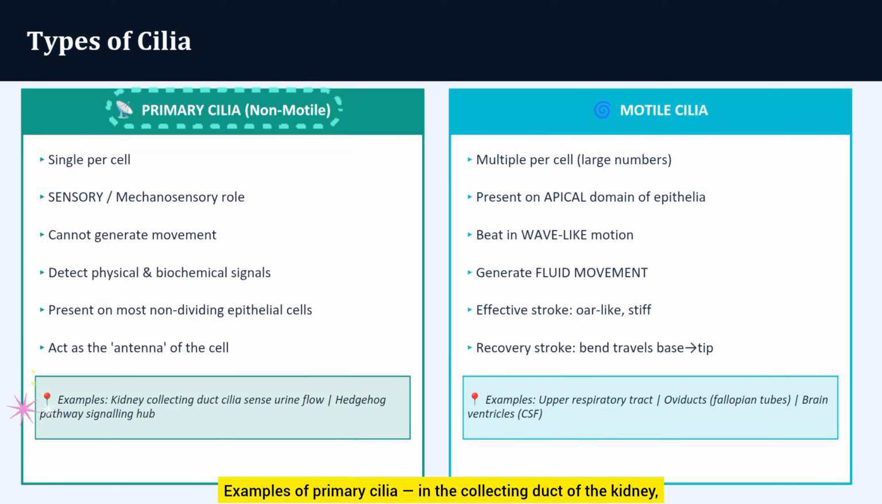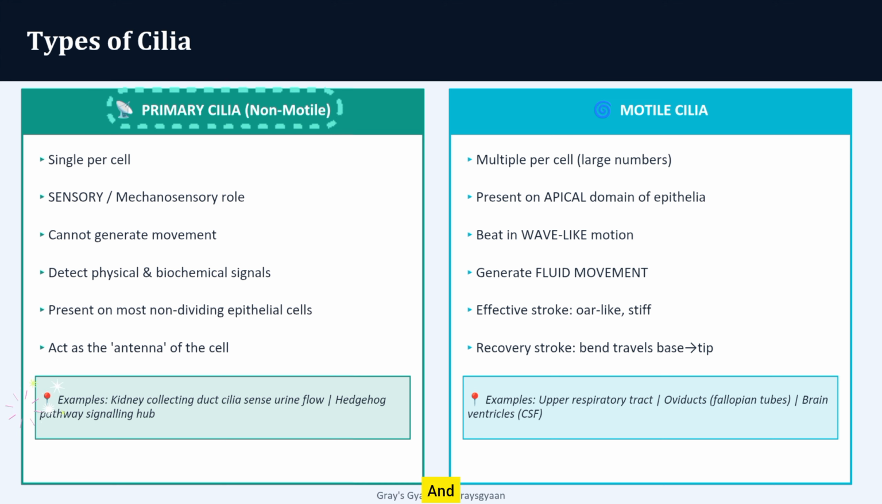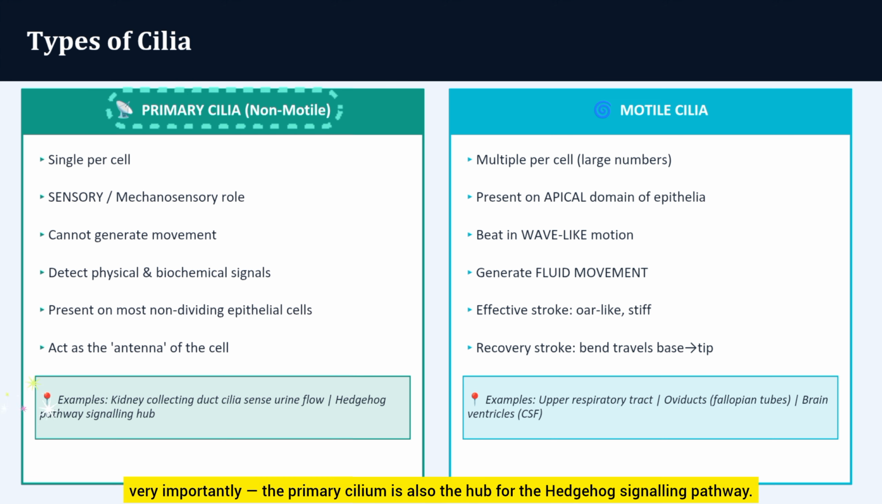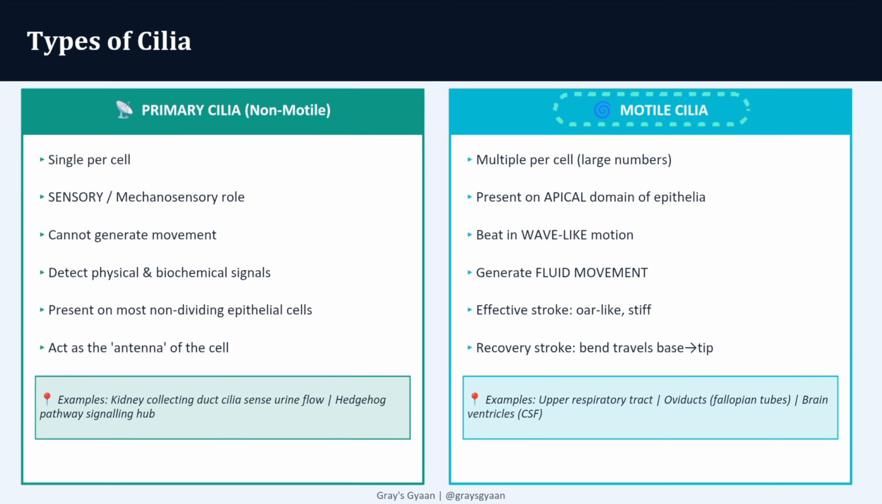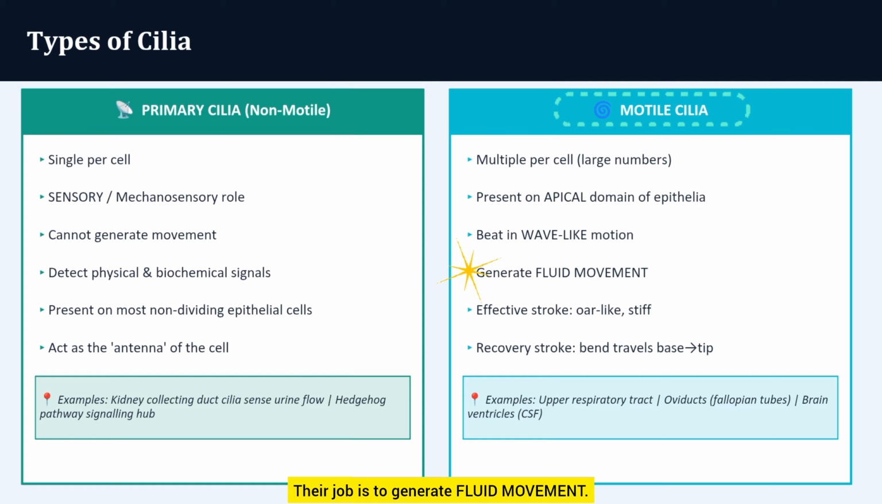Examples of primary cilia: in the collecting duct of the kidney, they sense urine flow. And, very importantly, the primary cilium is also the hub for the hedgehog signaling pathway. We will cover this in detail in a dedicated slide ahead. Motile cilia, these are present in large numbers on a single cell. They are found on the apical domain of epithelia. They beat in a wave-like motion. Their job is to generate fluid movement. Examples: they clear mucus in the upper respiratory tract.